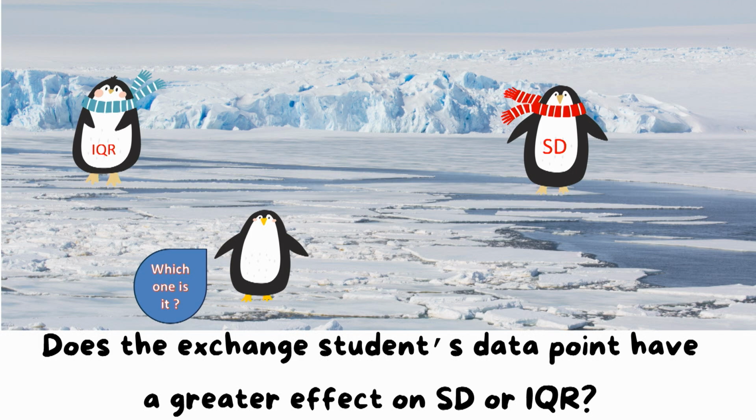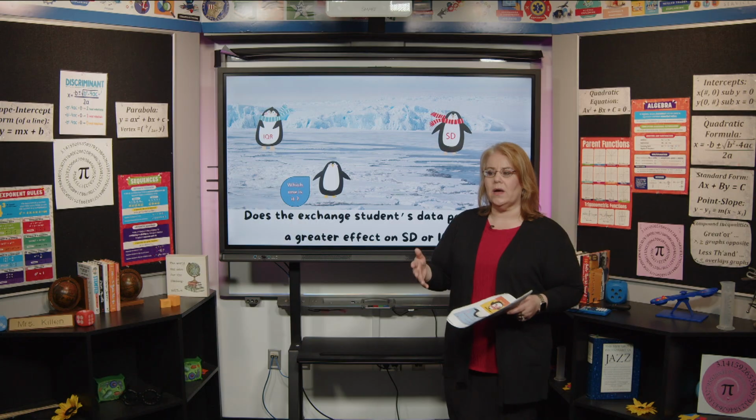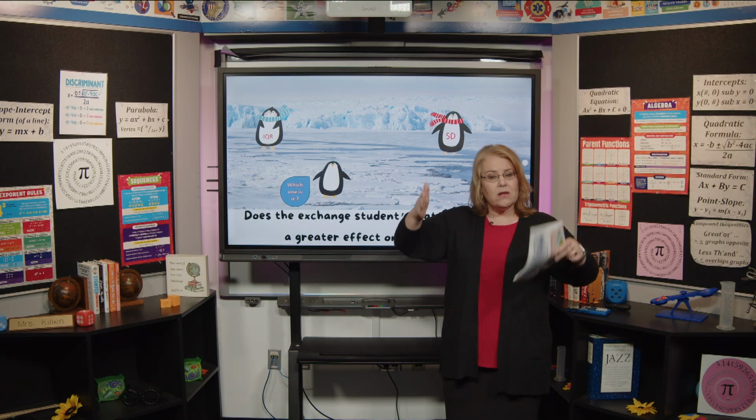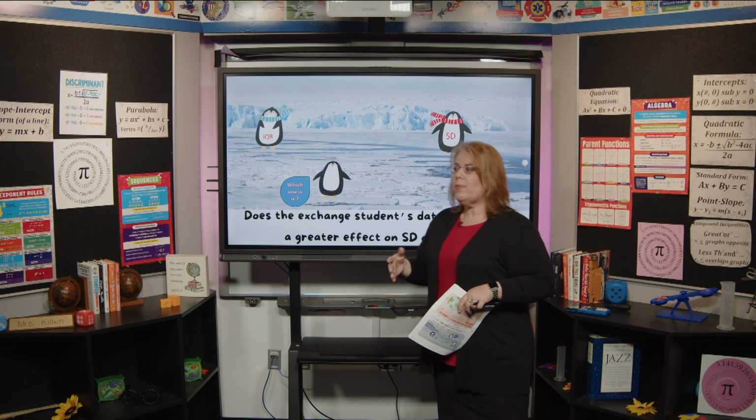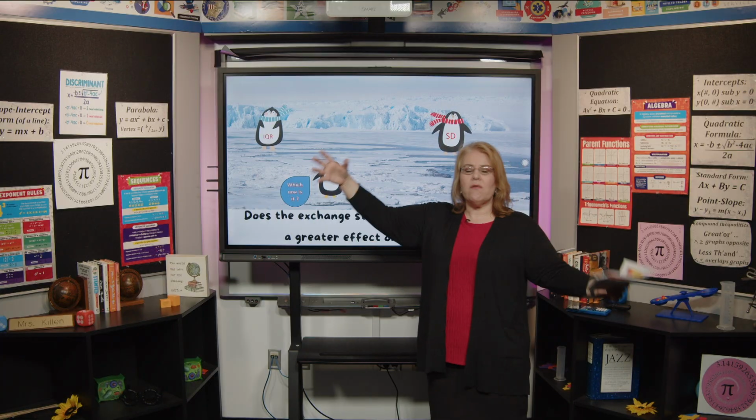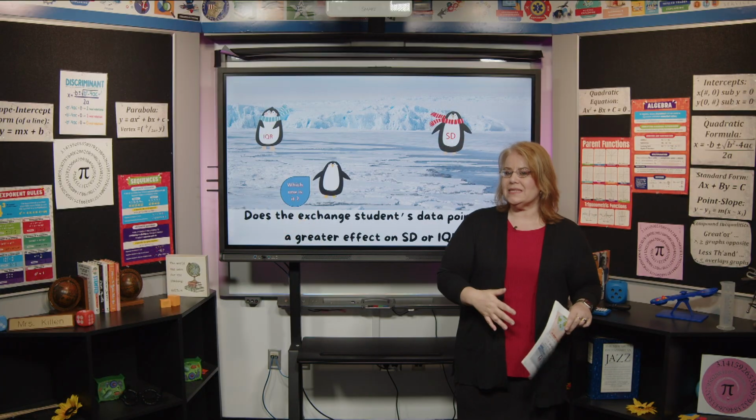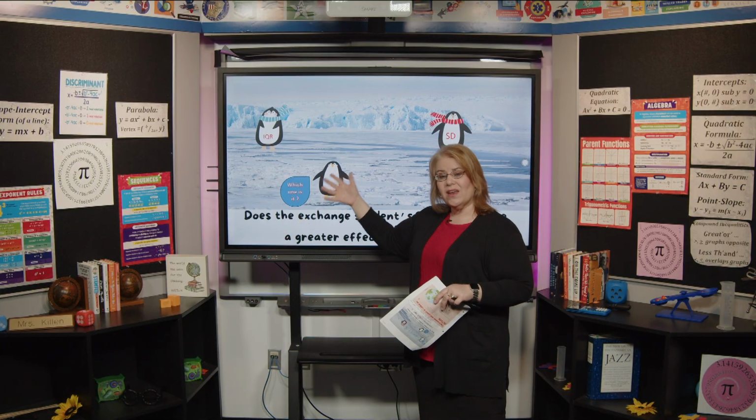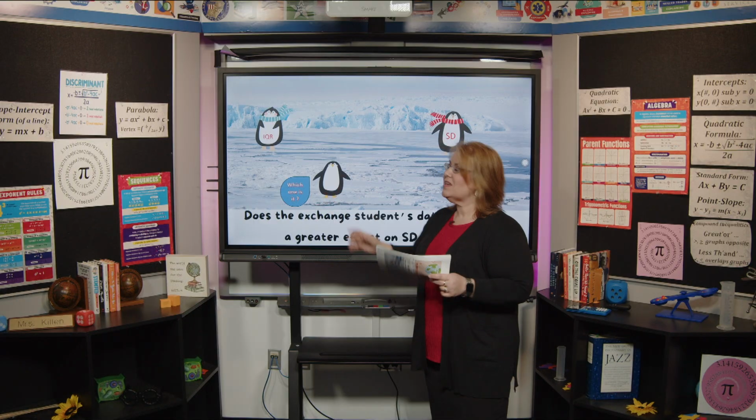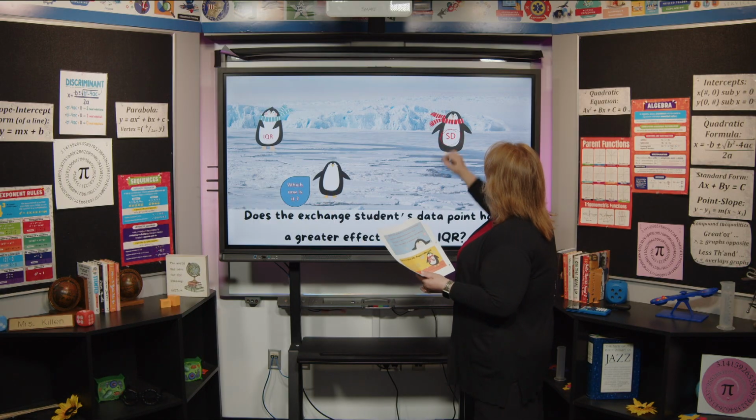It says, does the exchange student's data point have a greater effect on the standard deviation or on our interquartile range? Well, let's see. Our interquartile range deals with Q3 and Q1, period, the middle 50% of our data. But our outlier is so far removed from our normal data set. Do you think it's bothering that interquartile range? It's not. So it's got to be our standard deviation.